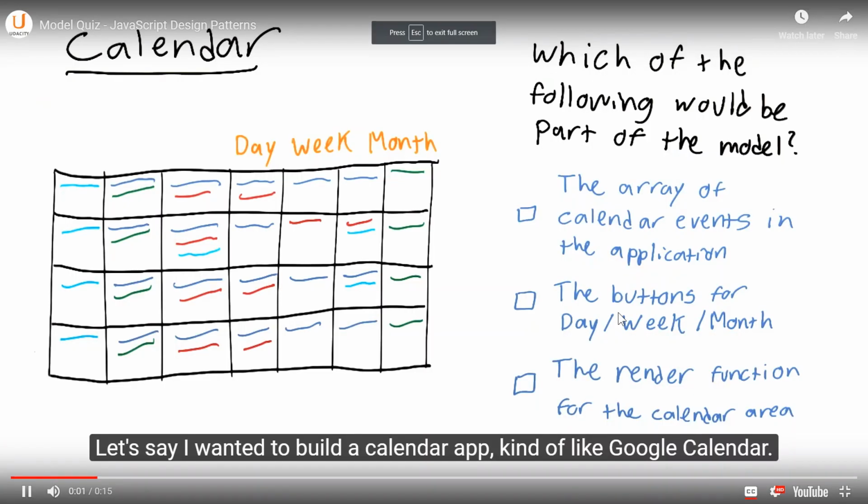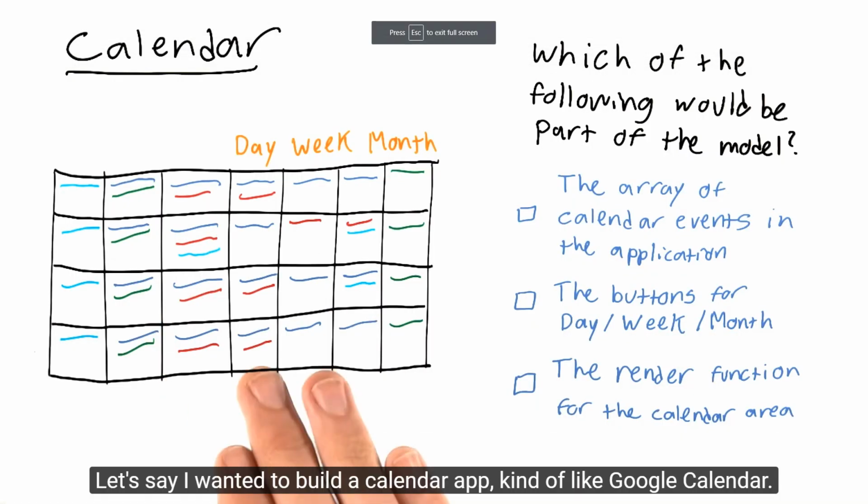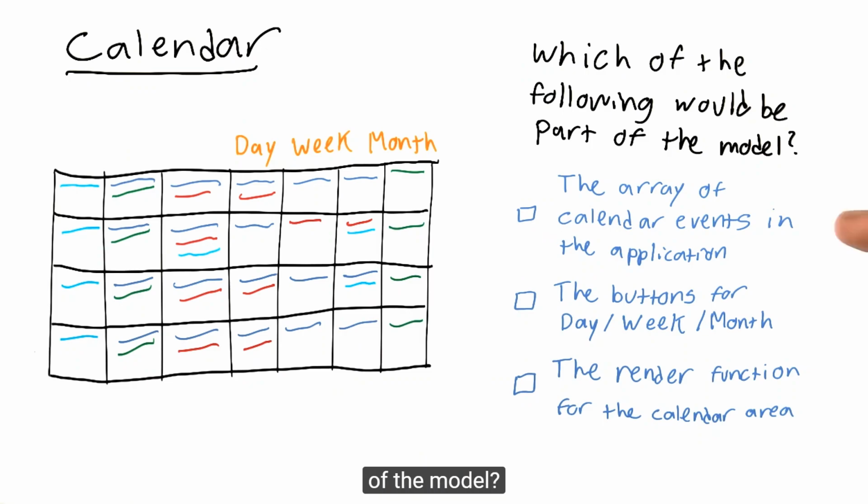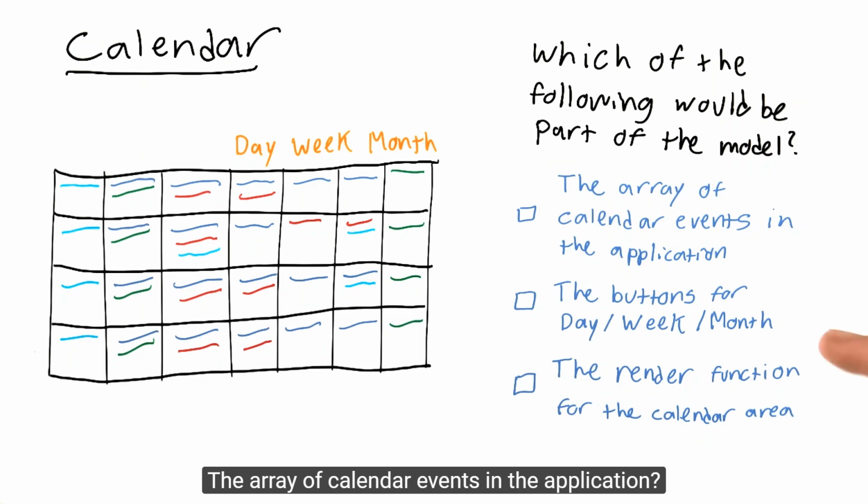Let's say I want to build a calendar app, kind of like Google Calendar. Which of these parts of the application do you think would be considered part of the model? The array of calendar events in the application, the buttons for day, week, and month, or the render function for the calendar area?